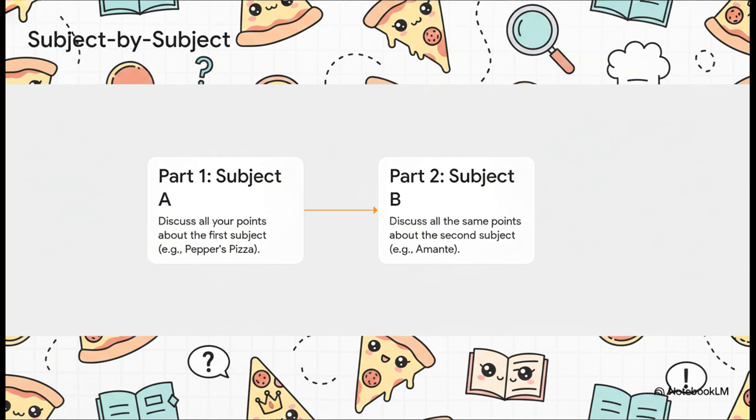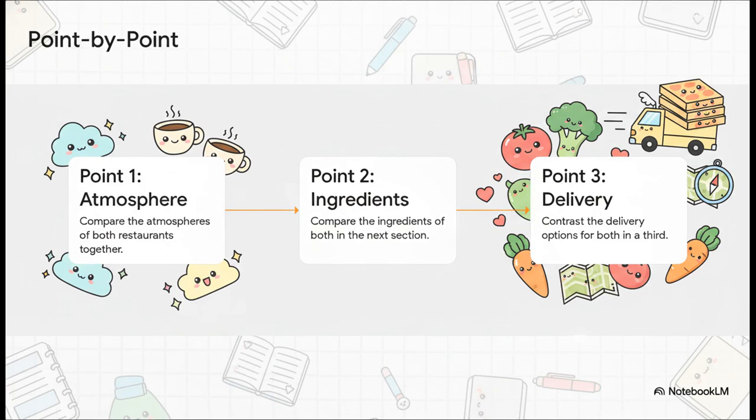The big risk here is that it can feel like you wrote 2 separate mini essays, and you're kind of forcing your reader to do all the hard work of connecting the dots themselves. The other approach, and honestly the one that's usually more effective, is the point-by-point method. Here, you organize your whole essay by the points of comparison. So you'd have one paragraph all about the atmospheres of both restaurants, back to back, then a whole new paragraph comparing their ingredients, and so on.